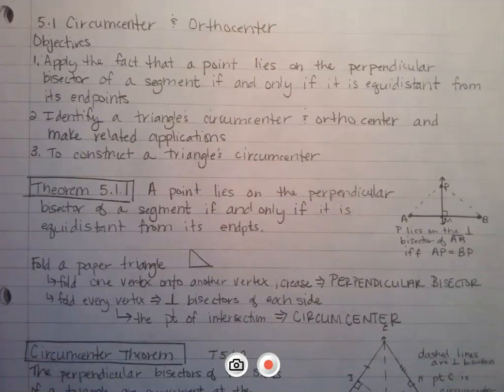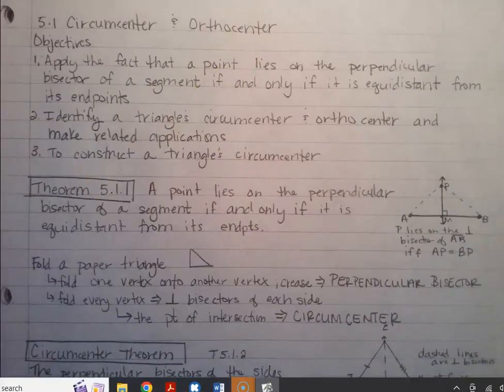We're going to apply the fact that a point lies on the perpendicular bisector of a segment if and only if. I don't know if you remember this, but when we say if and only if, a lot of times we use IFF. It is equidistant from its endpoints. Okay, that's going to be helpful today. So a point lies on the perpendicular bisector of a segment if and only if it's equidistant.